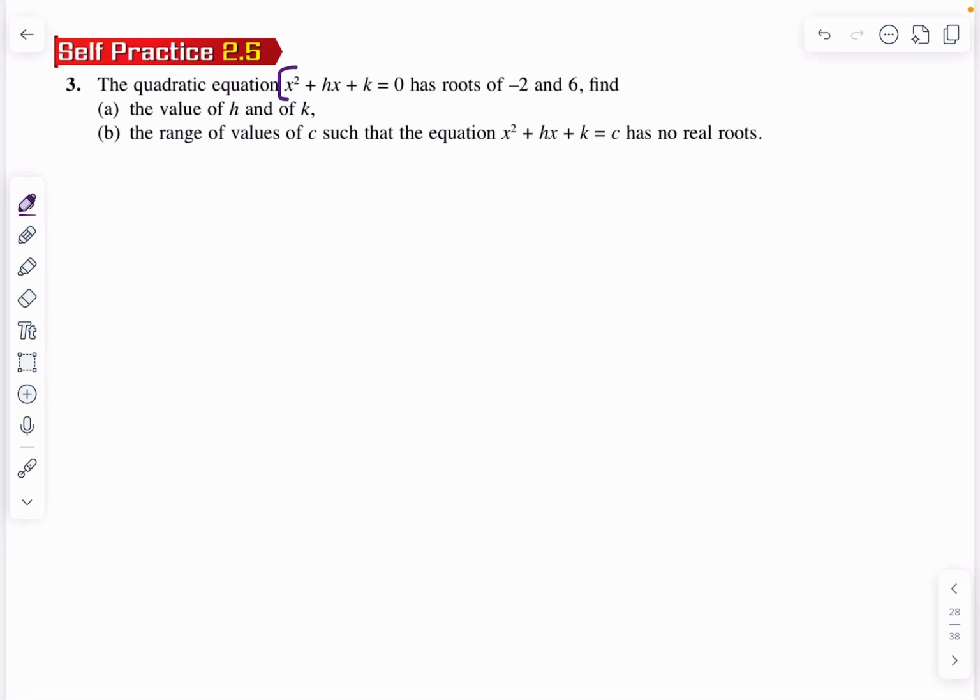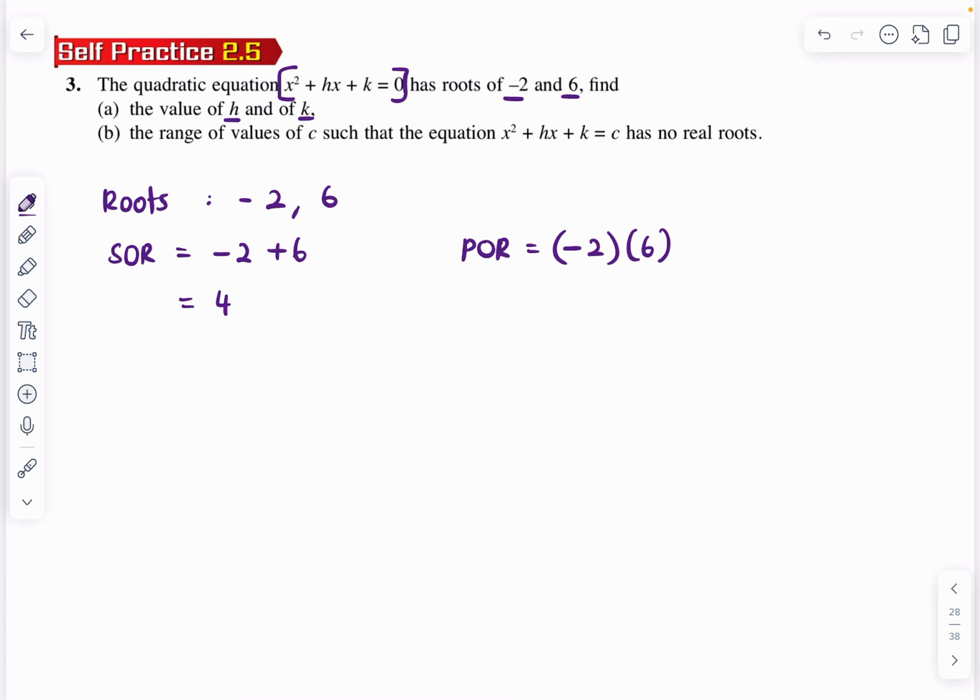Question 3. The quadratic equation has roots -2 and 6. Find the values of h and k. Alright, so here they gave us roots -2 and 6. So from here we can find the sum of roots and product of roots. The sum of roots will be -2 plus 6, which is 4. And the product of roots will be -2 times 6, which is -12.